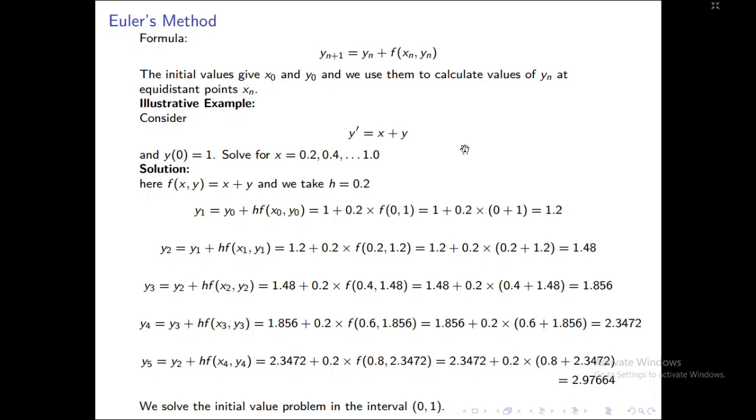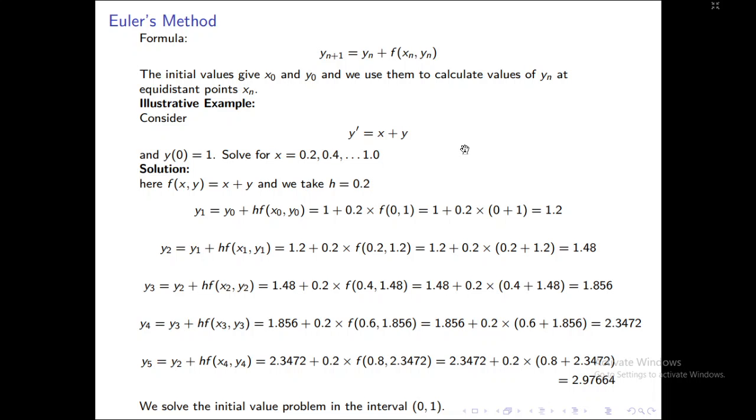We illustrate the concept of Euler's method using a simple problem, and we use the same problem to illustrate the other two methods. So we consider a simple differential equation dy by dx is equal to x plus y, and an initial condition is given, y at 0 is equal to 1, that is, the value of y at x is equal to 0 is equal to 1, and we have to solve the equation at the points x is equal to 0.2, 0.4, etc.